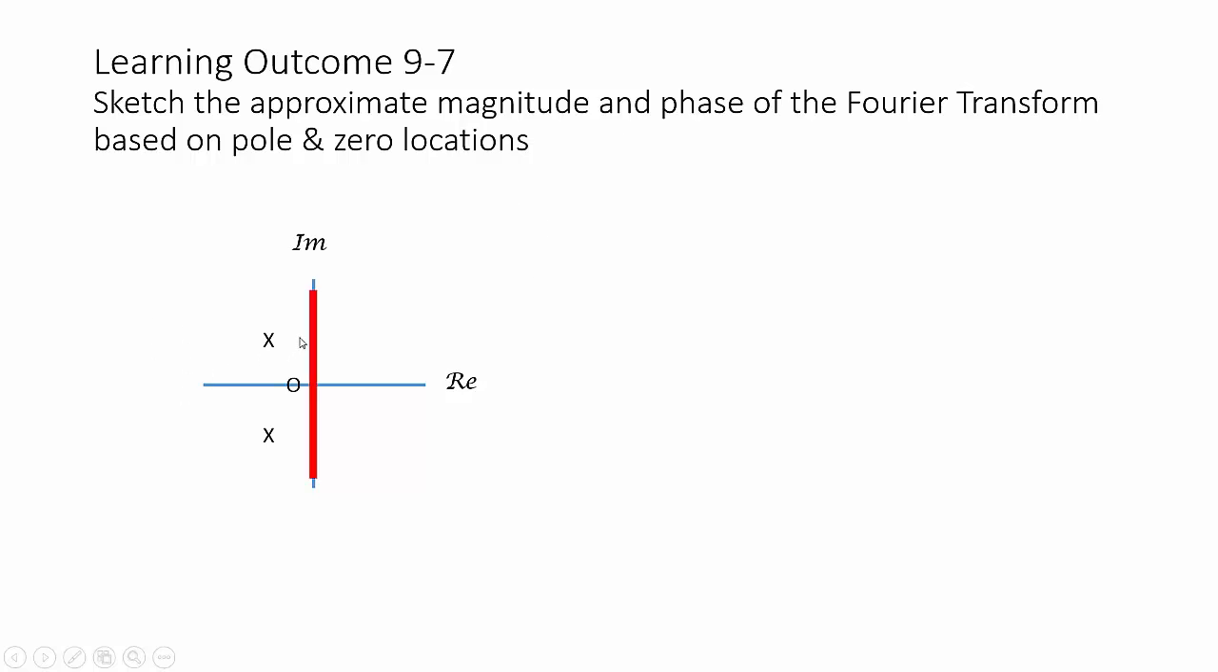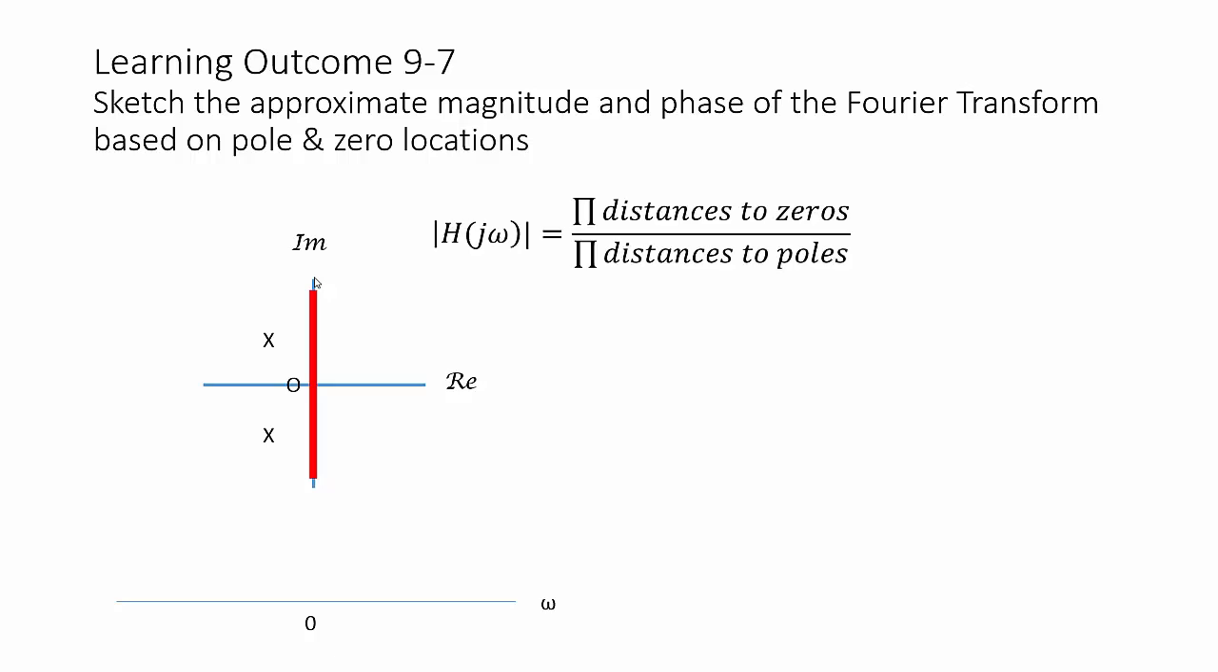You learned earlier this chapter that along the imaginary axes is where our Laplace transform becomes our Fourier transform. Small values of omega are down here on the axes. Large values of omega are up here on the axes. The magnitude of our Fourier transform is going to be the product of the distances from any value of omega to the zeros divided by the distances from any value of omega to each of the poles.